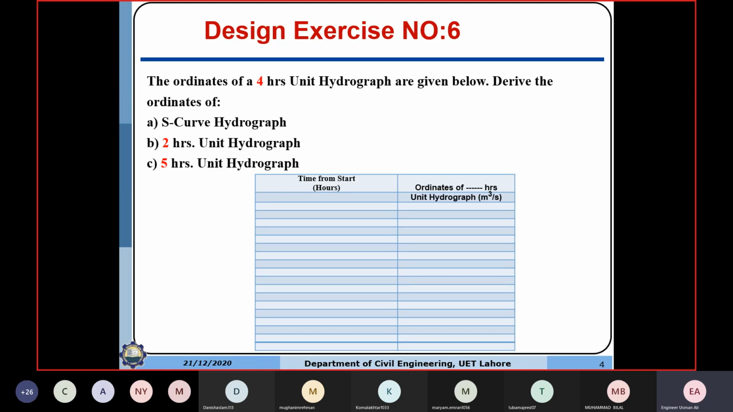For example, we have a 4-hour unit hydrograph available, and we want to convert it into a 5-hour unit hydrograph. So that can be done.